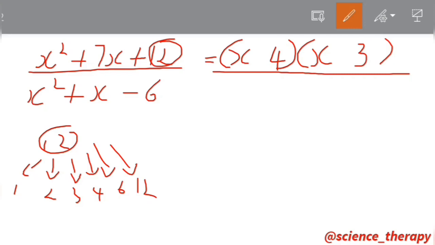Now, when you have a situation like this whereby your middle term and your last term are both positive, you know the signs that go in there will all be positive. So if you have your positive 4 multiplied by positive 3, it's positive 12. And also 4 plus 3 is positive 7.